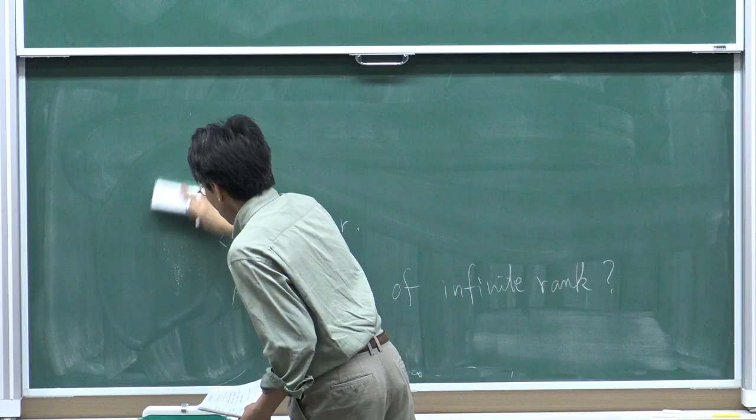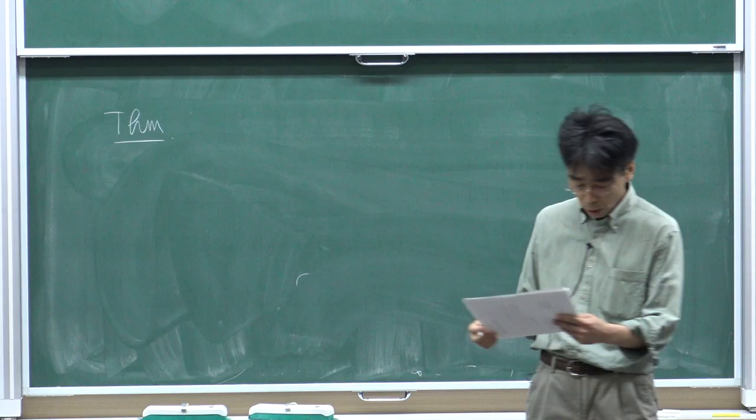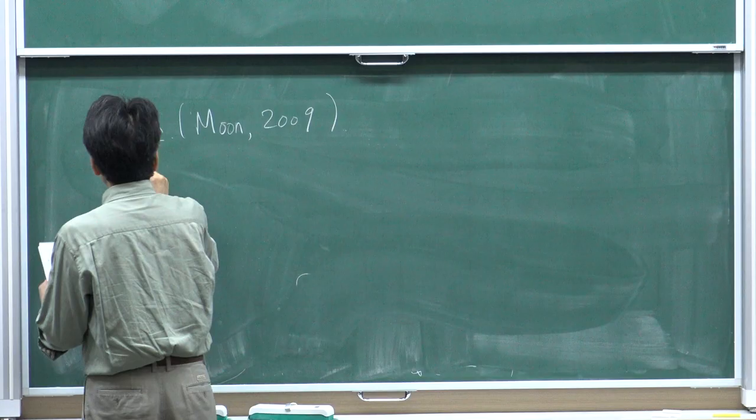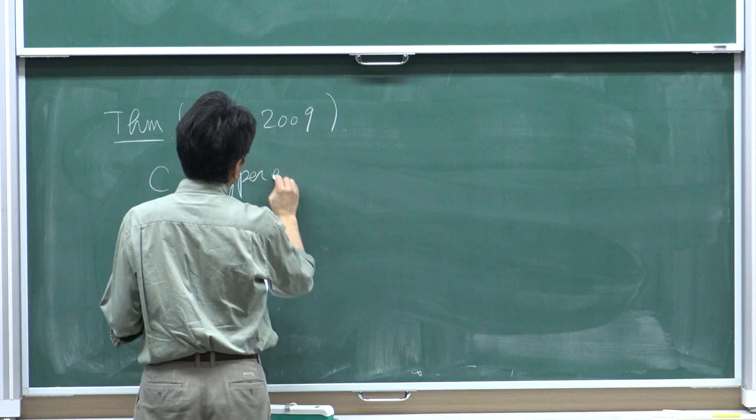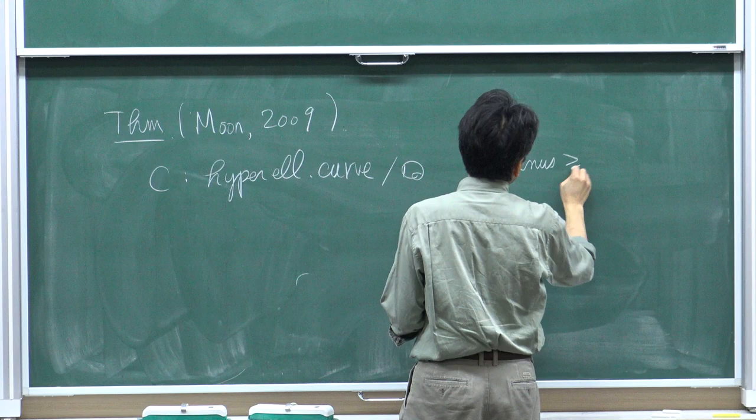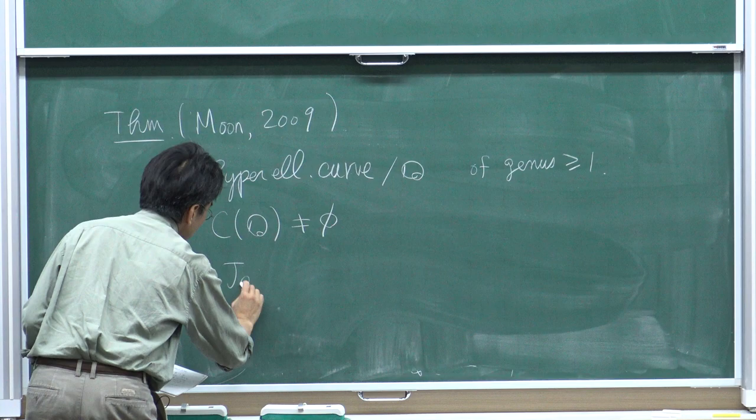And now, these theorems mention just whether the rank is infinite or not. And so the following theorem deals with a little bit more precise structure. This is again about abelian varieties over Q, but it's a Jacobian of a hyperelliptic curve over Q, and assume that it has a rational point. Then consider the Jacobian of this curve.